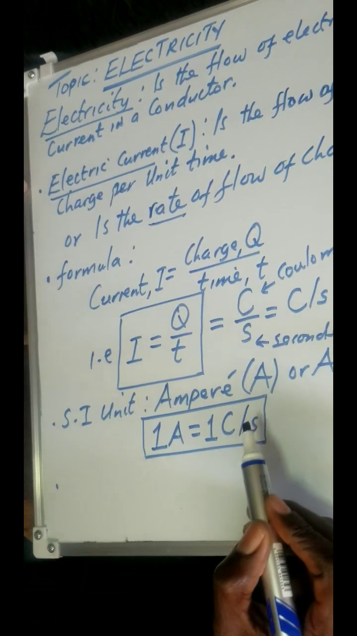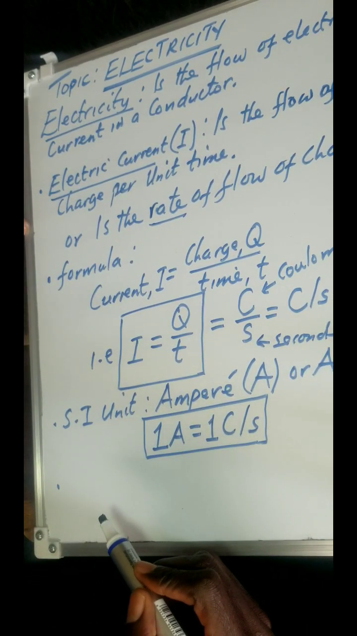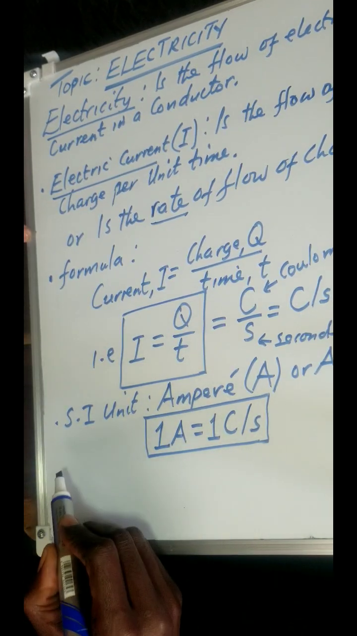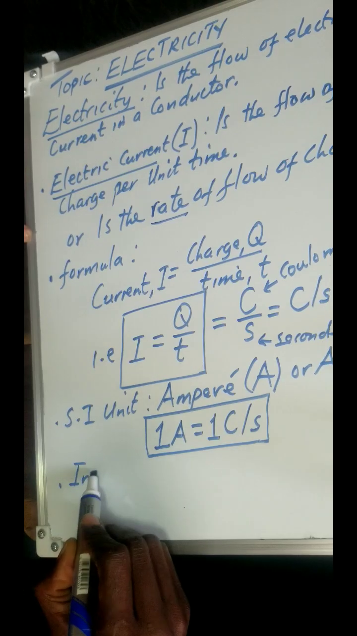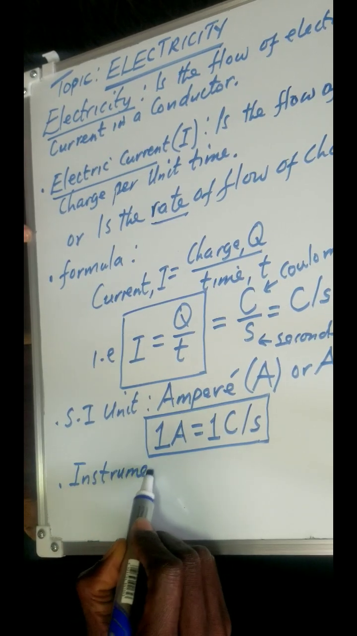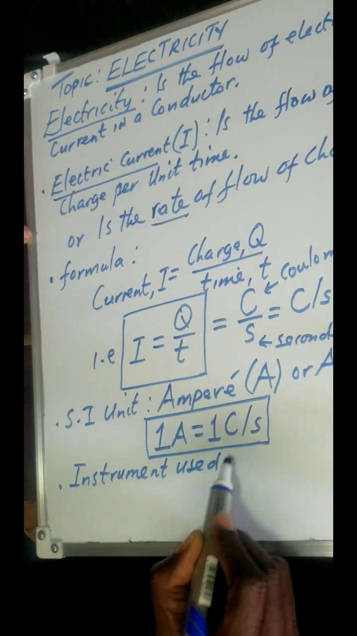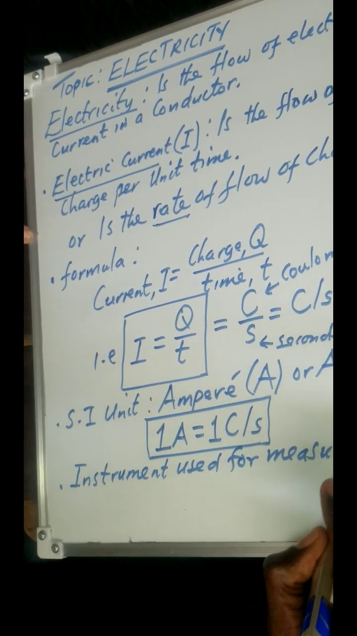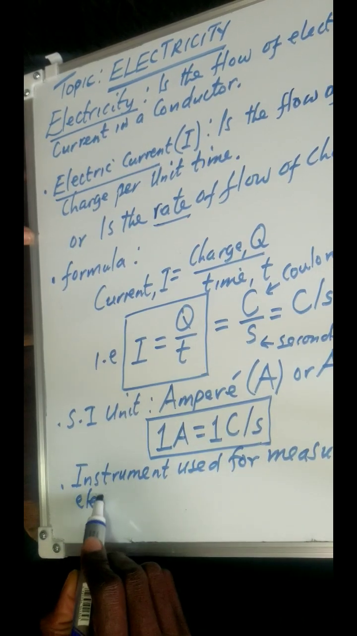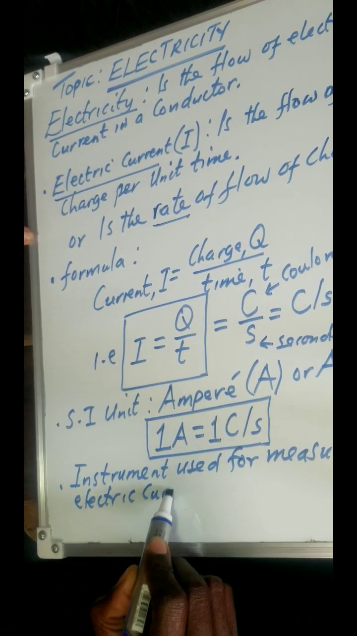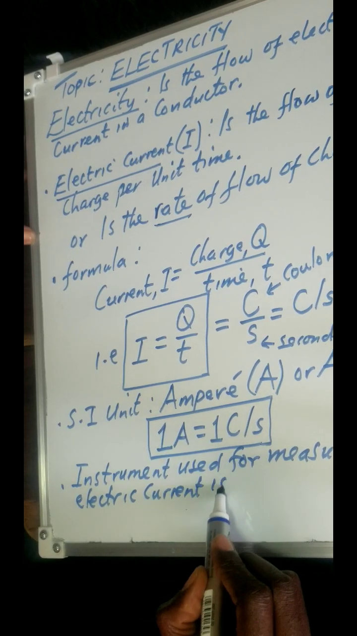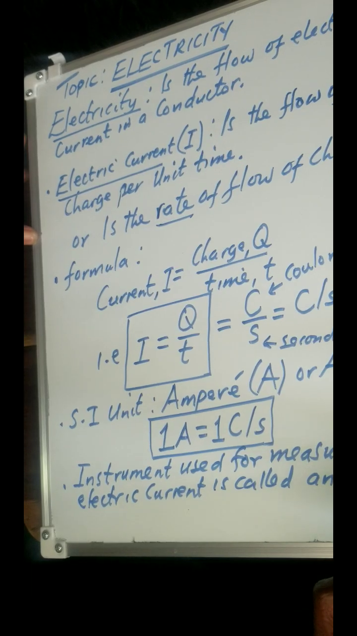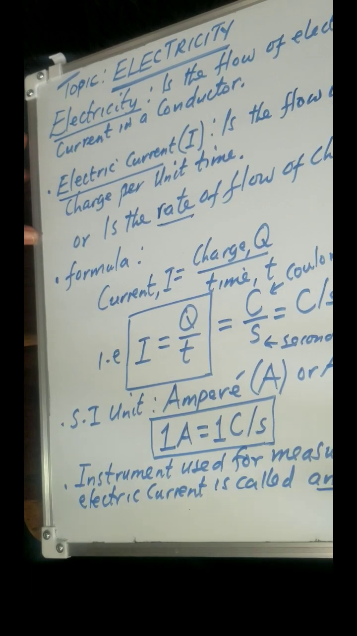Another concept that you need to remember is that electric current is measured using an instrument called an ammeter. So the instrument used for measuring electric current is called an ammeter.